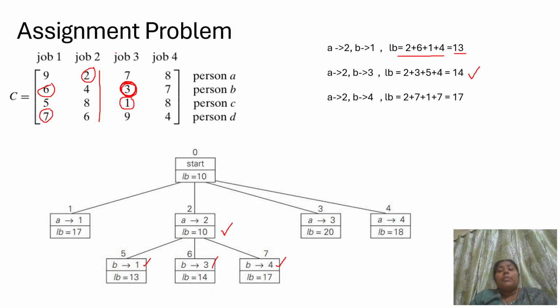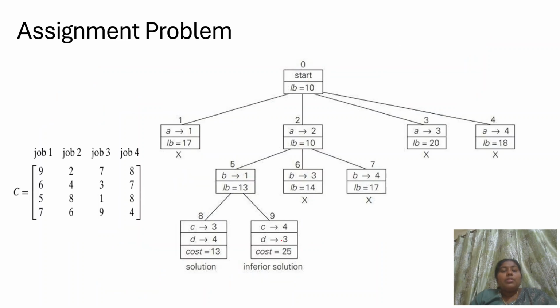Got it. So basically in this one, we are just going to generate a particular state space tree. So the lower bound here is when B is equal to 1, that is equal to 13. B is equal to 3, that is equal to 14. B is equal to 4, that is equal to 17. So among these, which one is the minimum one? 13 is the minimum one. So I am just going to select this one. I am not going to select 14 as well as 17, because they are not guaranteed to give the best solution. So going to the next one.